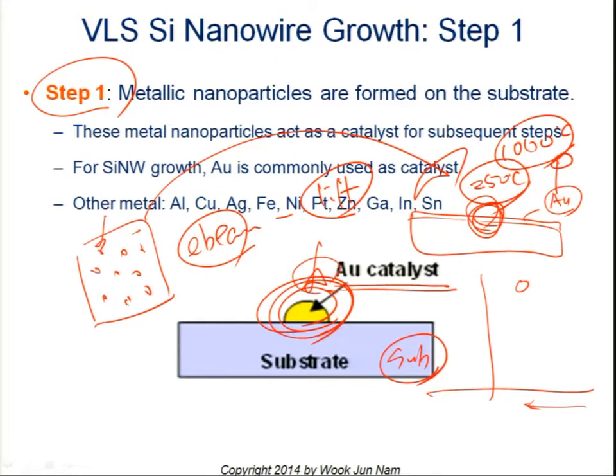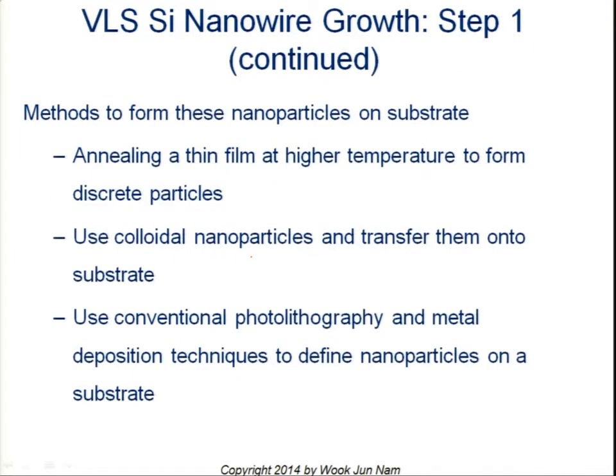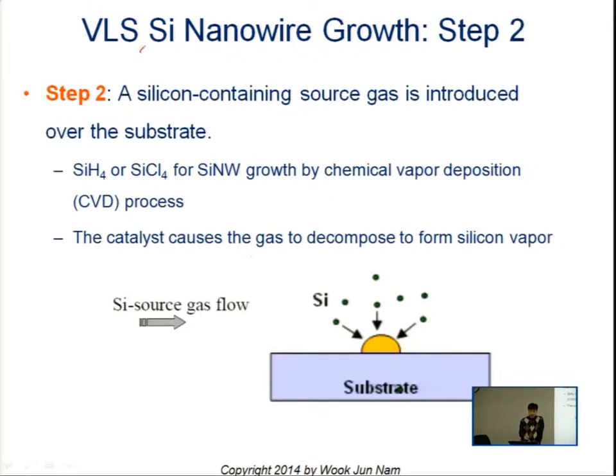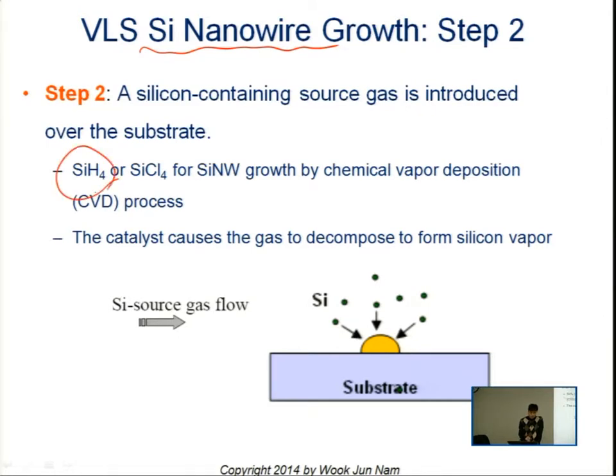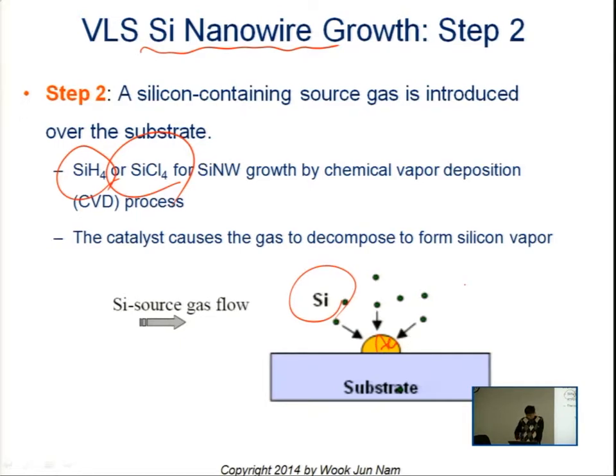Using that way, we can achieve similar structures, but in this case the size of the gold catalyst and its distribution are much more random. So once we get this small nano-sized gold catalyst on the substrate, we apply source material. In this case, we are growing silicon nanowire, so we apply either silane or chlorosilane. When the silicon sees the gold, it makes some kind of alloy in this catalyst.